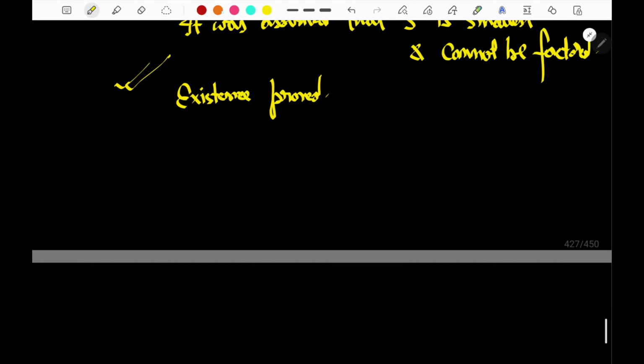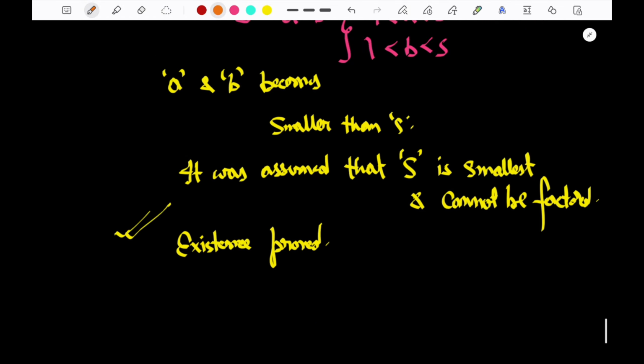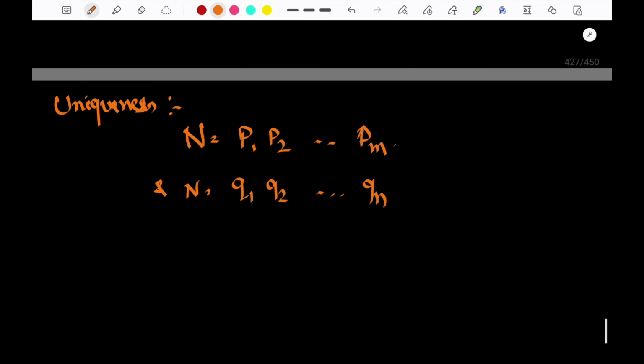Let's talk of uniqueness. So how can we prove that this will be unique? Let's say uniqueness is proved by assuming two things. Suppose n can be written as p1, p2 up to pm. And n can also be written as q1, q2 up to qn. Now what we are assuming is that the same n can be written as a product of two different prime factorizations.